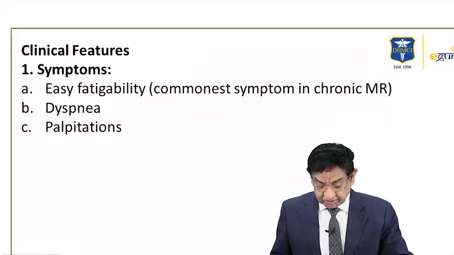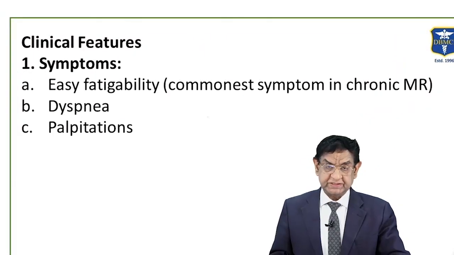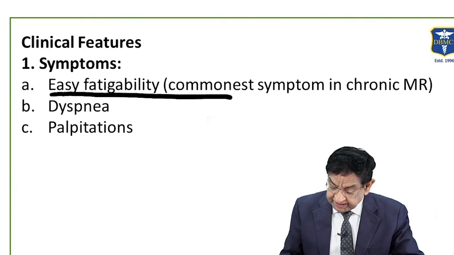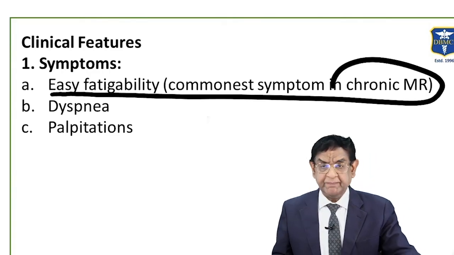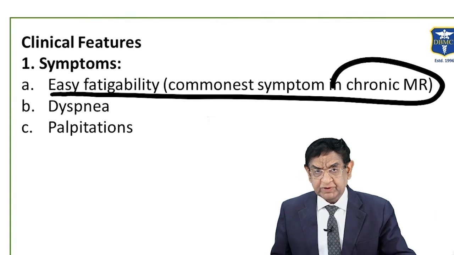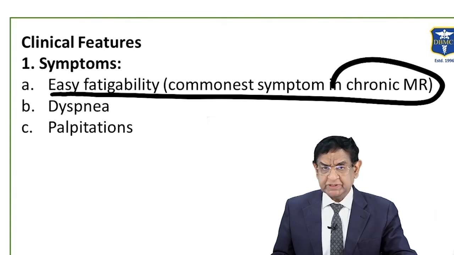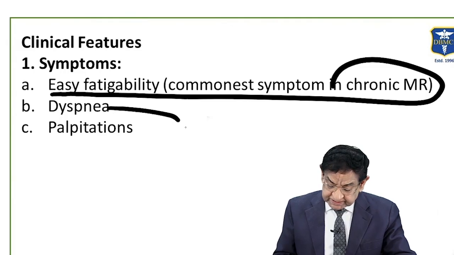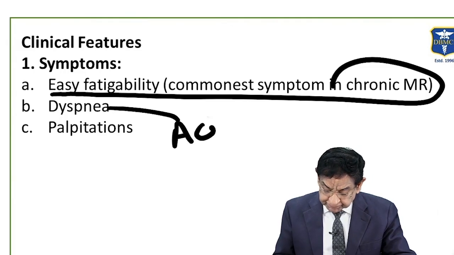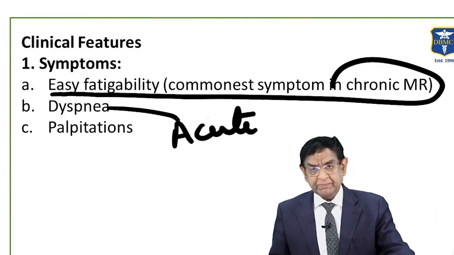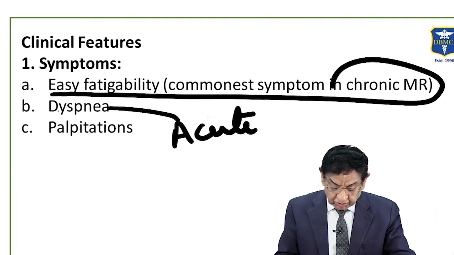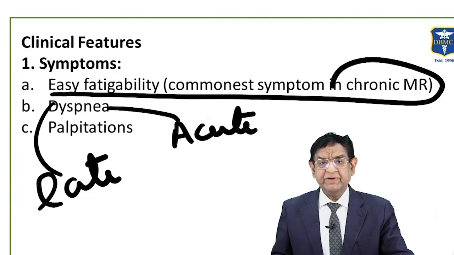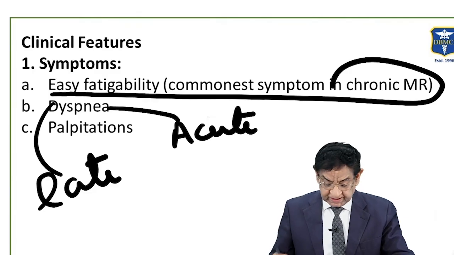With this background, now we talk about the clinical features. Most important clinical feature is easy fatigability, the commonest symptom of chronic MR. Again, reminding you, if they talk about MR, understand they are talking about chronic MR. And dyspnea, of course, is the commonest symptom in acute MR, but in chronic, it is a little late feature. Not a very early feature.